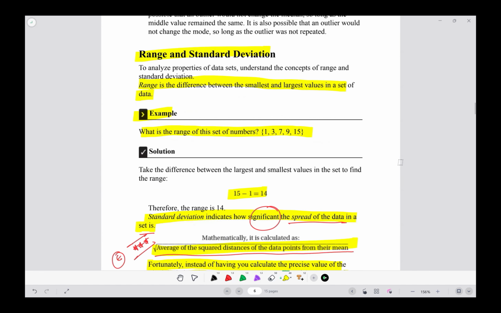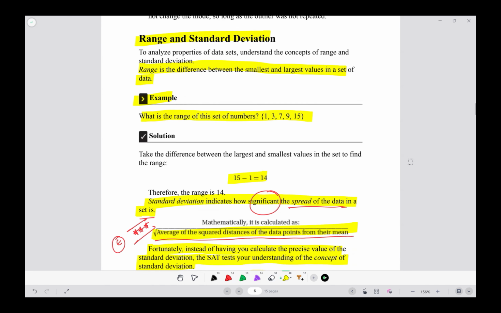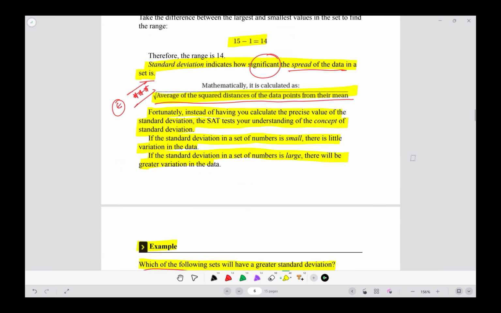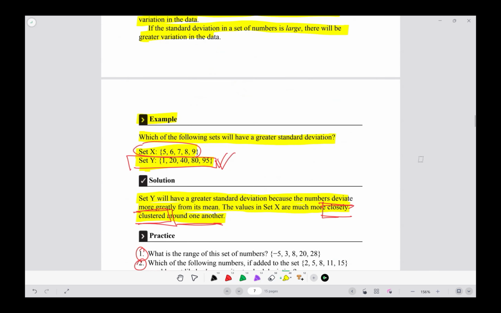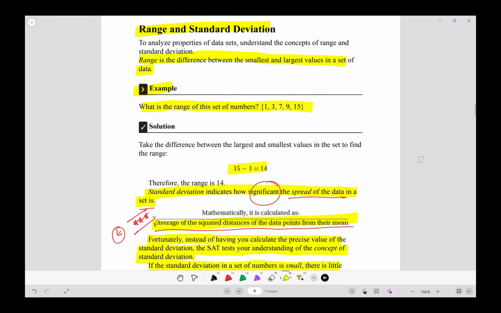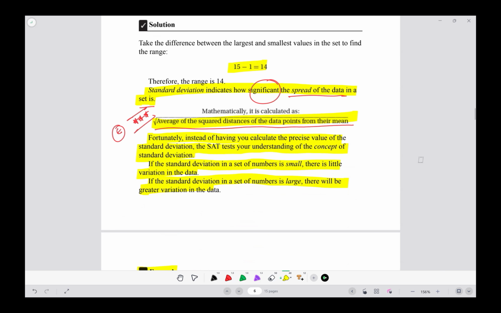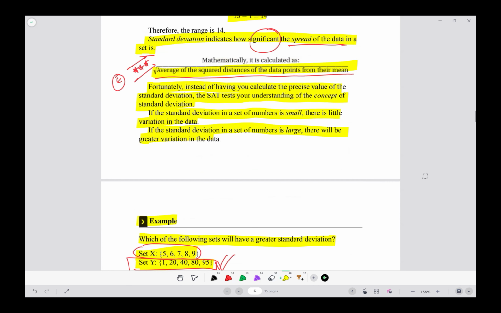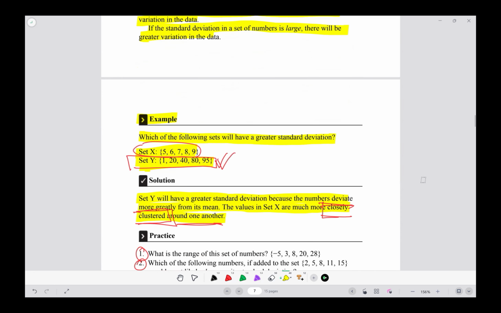The range is the difference between the maximum and the minimum, the largest number and the smallest number. Then we covered the standard deviation, and we don't need to find the exact standard deviation using a formula. Rather, we just need to build an intuition so that we can look at the data and tell which one has the highest standard deviation. That's it.